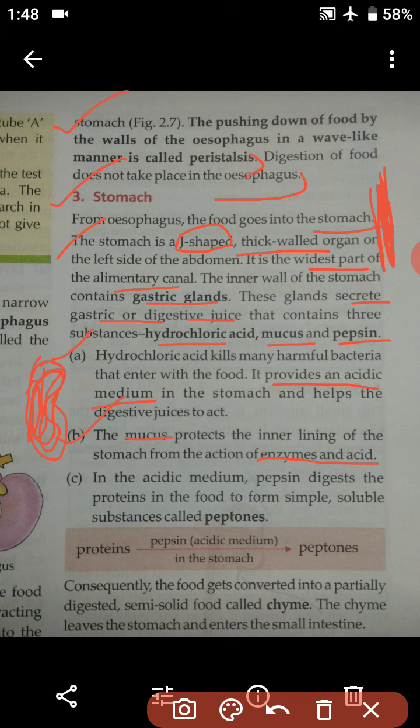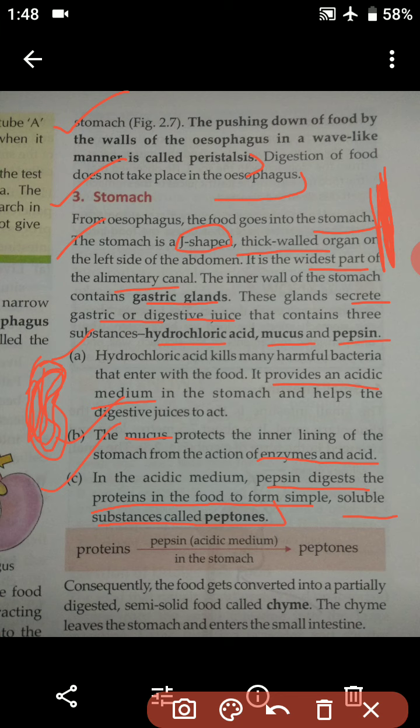Students, so number C, you see, in the acidic medium, what happens? Pepsin digests the protein in the food to form simple soluble substances called peptides. So inside the stomach there is an acidic medium. So in the acidic medium, pepsin will digest the protein that is present in the food. We all know that in food there is protein. Those proteins will be digested by pepsin.